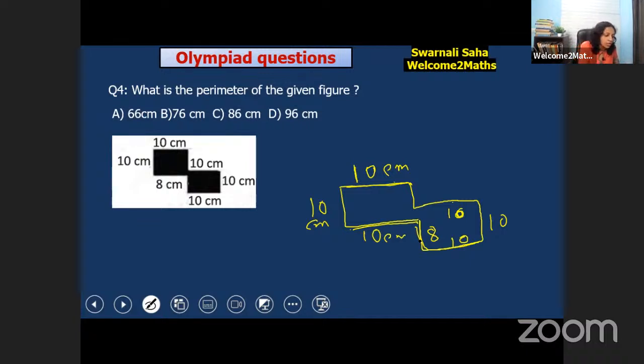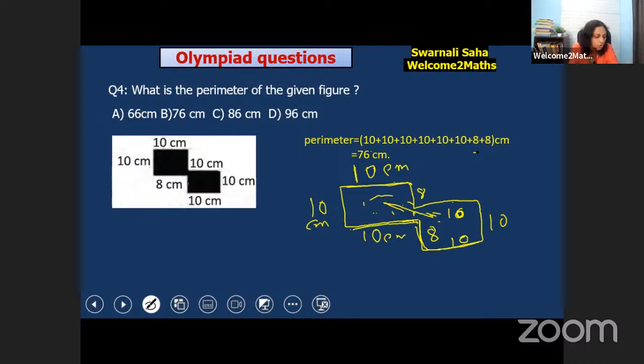Now, you can see the middle portion we don't have to count because this is inside. So that means it is under what? Area. So we don't need to add this portion. So just we have to add the boundaries only. So that is why it would be 10. How many 10s are there? You can see it's 10 plus 10 plus 10 plus 10 plus 10 plus 10. And there are 2 8s. So 8 plus 8. So it would be 76 centimeter.